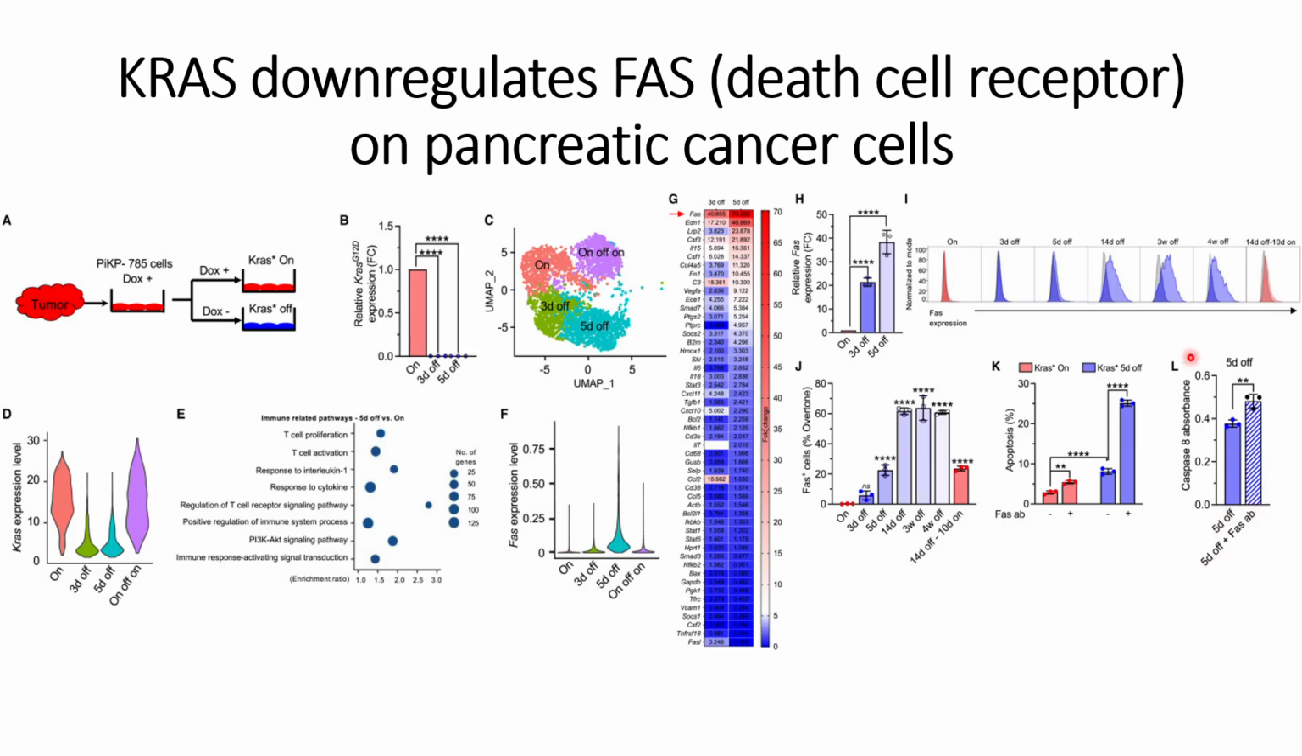From these results, they concluded that KRAS mutation has a negative role in FAS receptor expression on the cancer cell surface. If the KRAS mutation goes down, there is an increase in FAS receptor expression, which can interact with the FAS ligand expressed on the immune cells and trigger apoptosis of the tumor cells. If you want to understand more about these experiments in detail, you can go through the reference provided in the description.